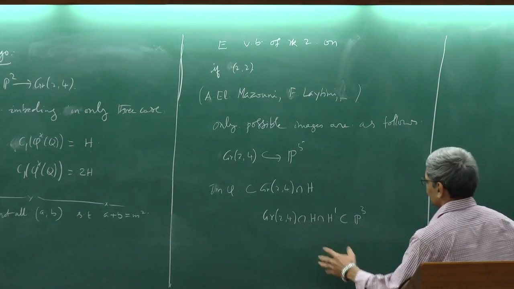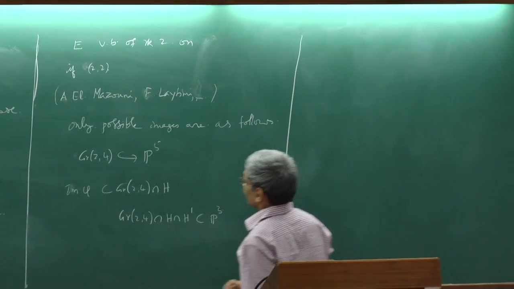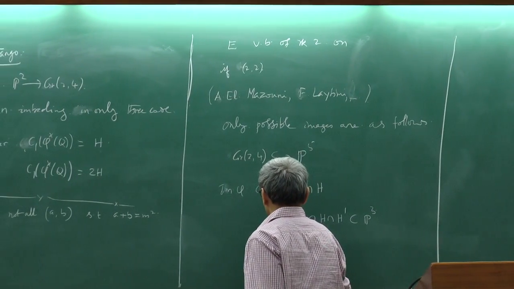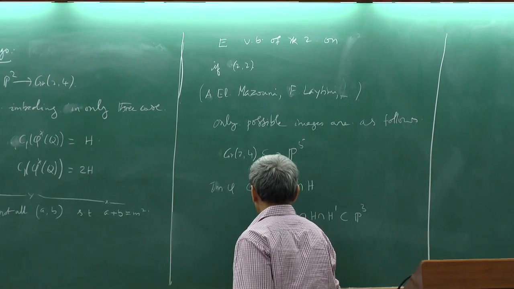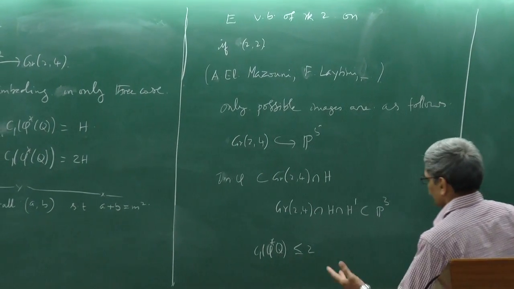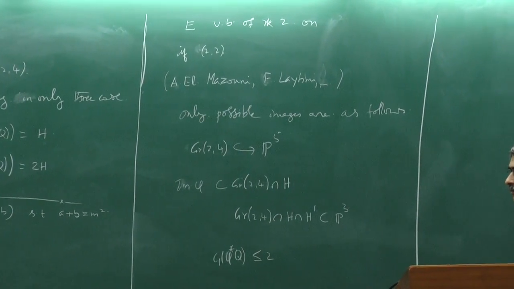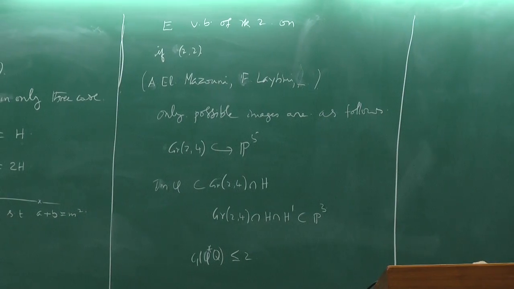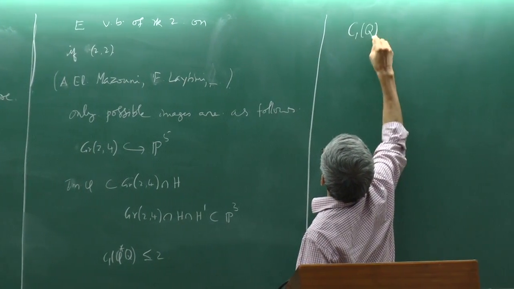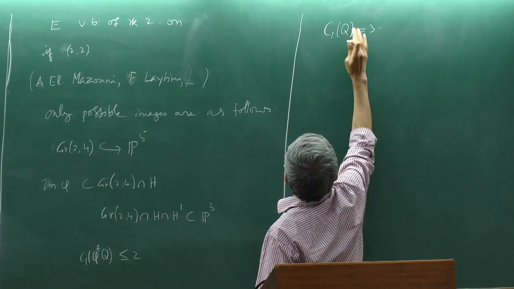So next, this is a natural bundle one has to consider. So this answered the case C1 of P star of Q is less than or equal to 2. So if we wanted to understand what happens in other cases, the first natural example for C1 of Q equal to 3 is the tangent bundle.